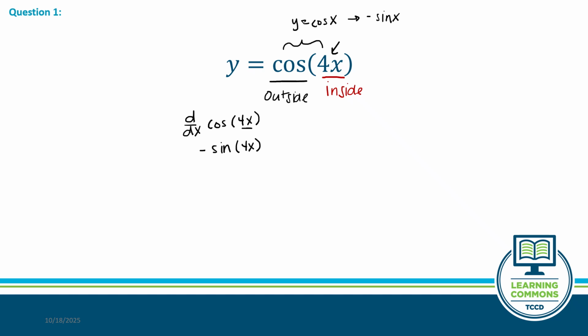I also have to multiply it by the derivative of the inside. So the derivative of the inside, 4x, is simply 4. So your final answer here is going to be negative 4 sine 4x.